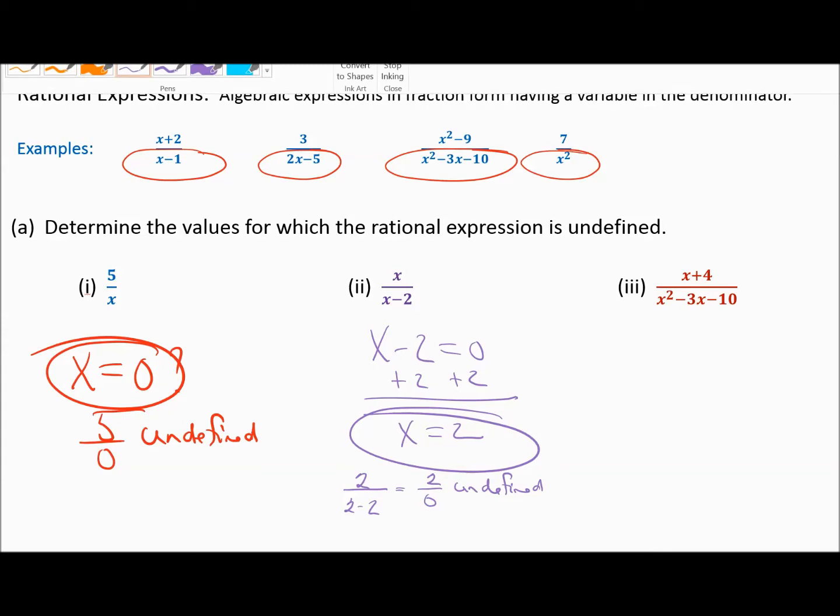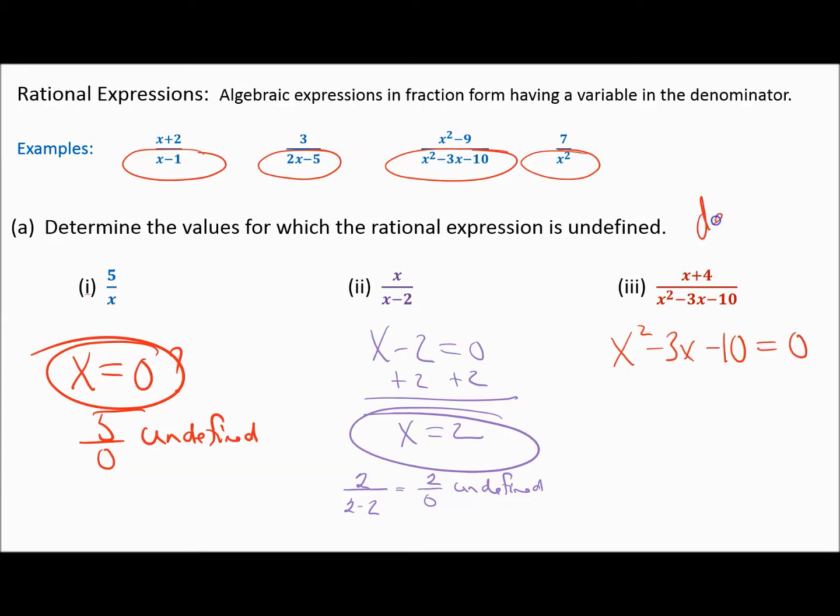And if I look at my third example down here, x plus 4 over x squared minus 3x minus 10. Now the x plus 4 is not an issue in this question. What matters is what would make this denominator equal to 0. So what you do, that is the rule, every time you set the denominator equal to 0 and you solve. Now, this is not linear. Notice the last problem is a linear equation. We have x to the first power, so all we did was add 2 to both sides.